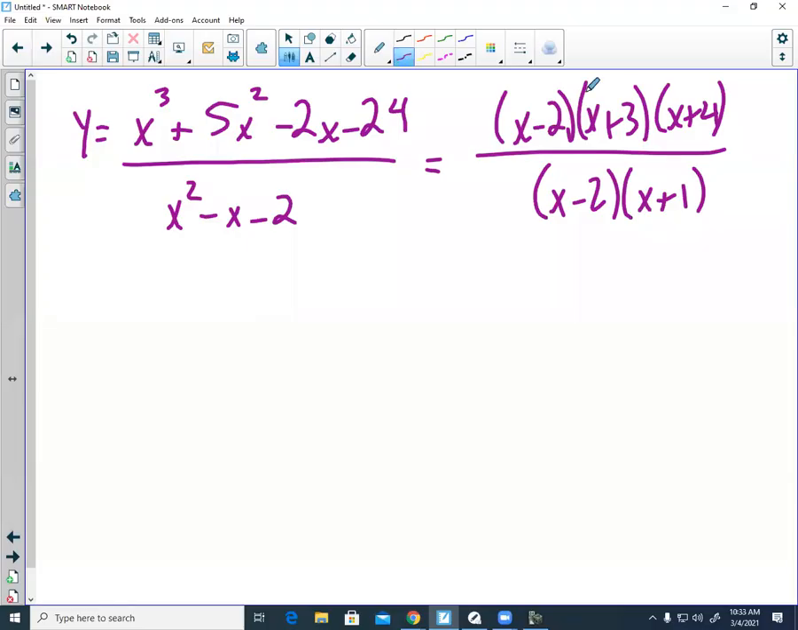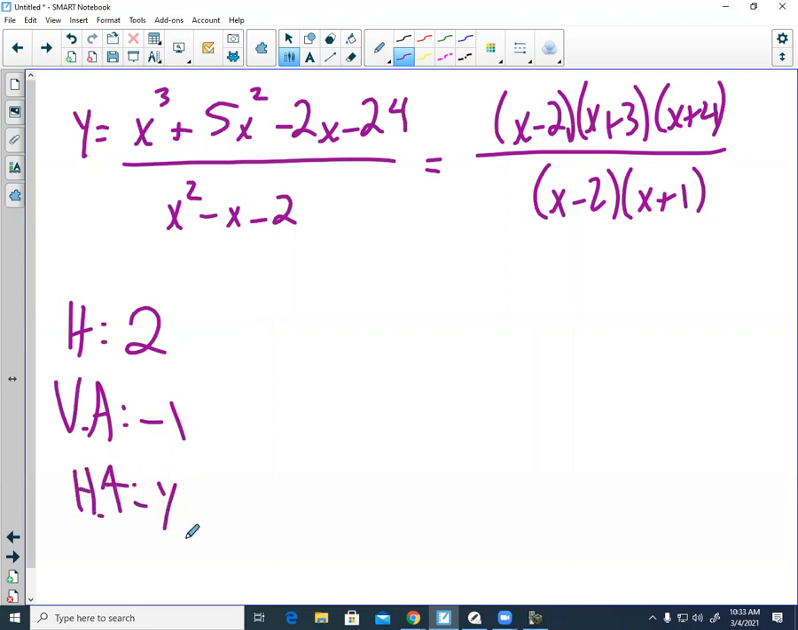All right, where are the holes? Holes are at 2. Where's the vertical asymptote? -1. Where's the horizontal asymptote? There isn't one. Anyone actually find the diagonal asymptote? So there would be a diagonal asymptote.